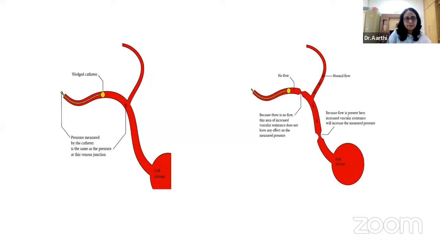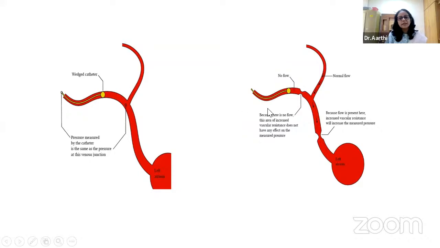So this diagram explains the wedging of the catheter. Once the catheter is wedged, there is no flow happening. So the pressure measured at this point distal to the wedging will reflect the left atrial pressure, assuming that the left atrium and left ventricle are compliant and there is no downstream obstruction distal to the catheter tip.